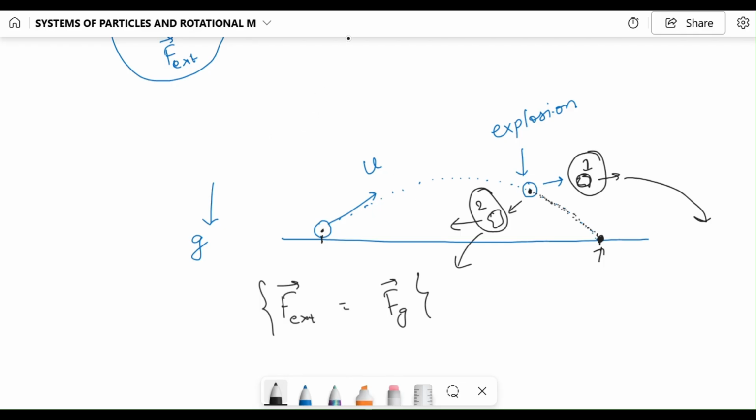Now moving ahead, you might be thinking, okay, we know the motion of the center of mass, but these two particles are now following different motion. And what about these two particles? Because they are not going to follow the same. So we have a solution for this also.